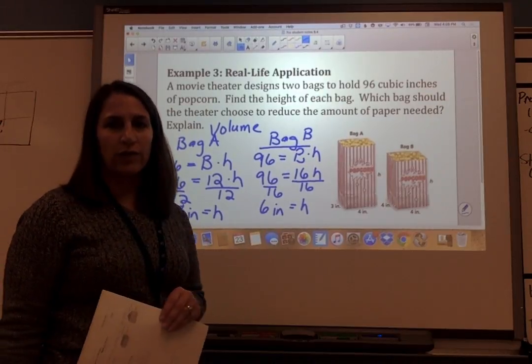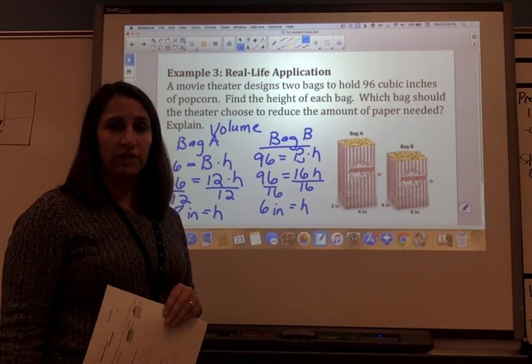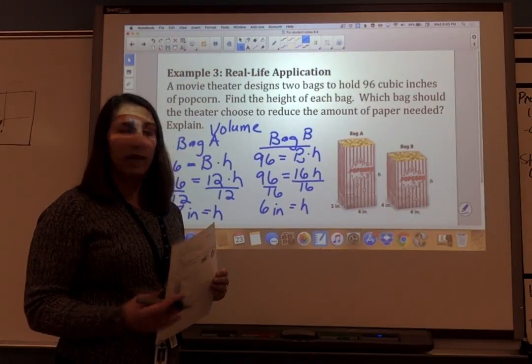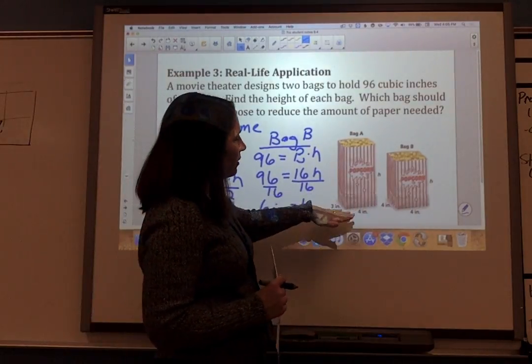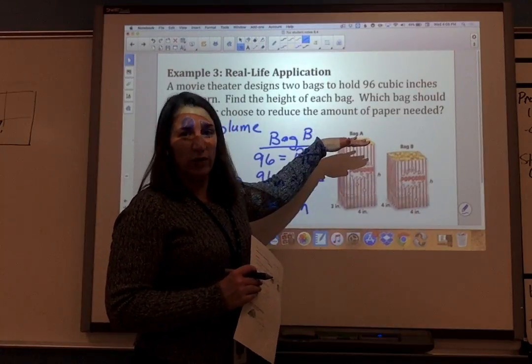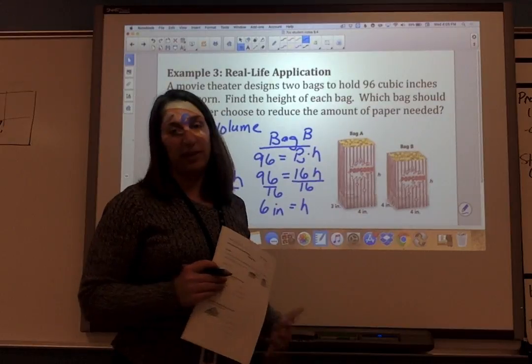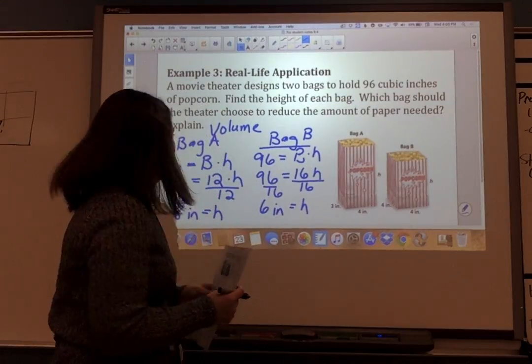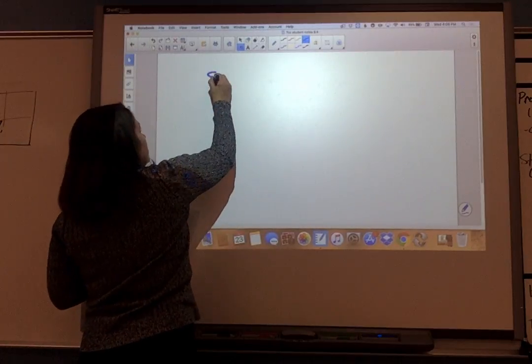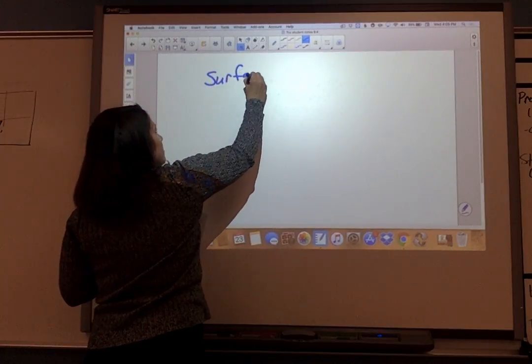Now we need to figure out the surface area of each of these bags to figure out which one uses the least amount of paper. Now when we find the surface area, we're going to find one base and the 4 lateral faces. We don't care about that top base because it's empty. There's no bag there.